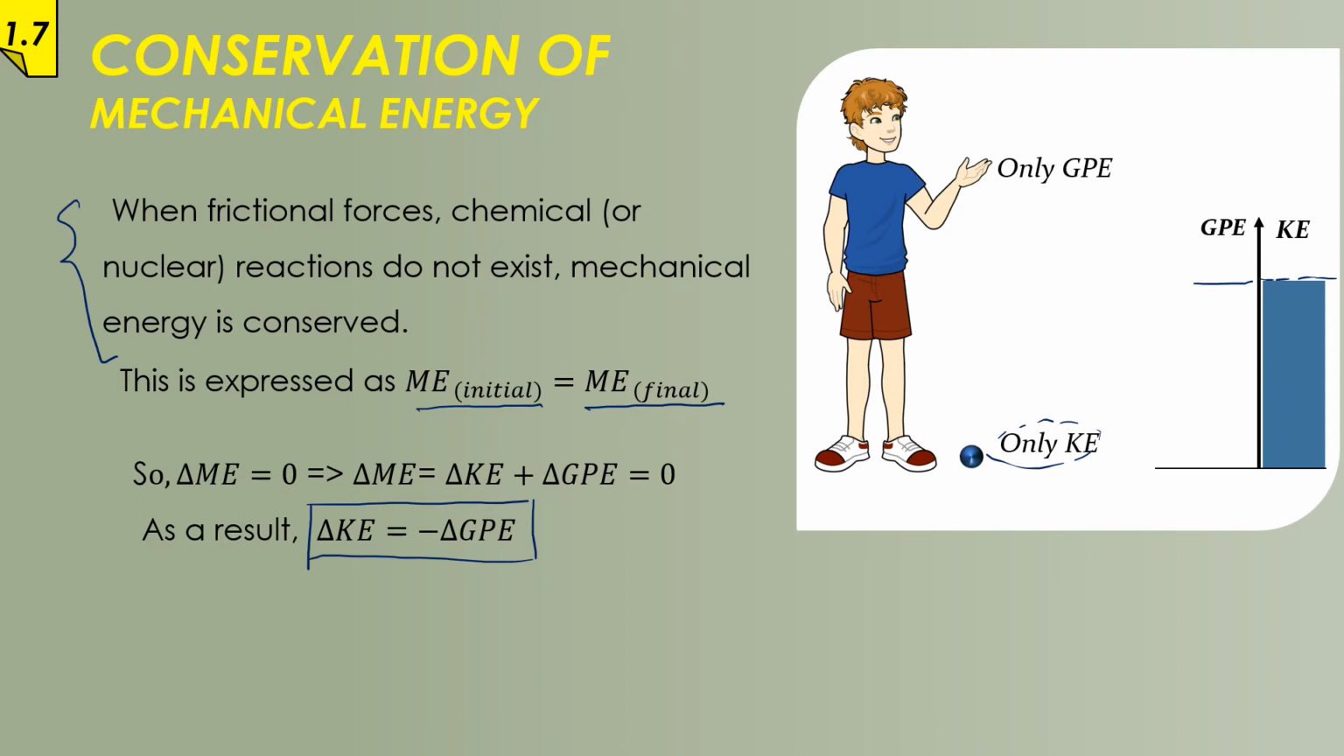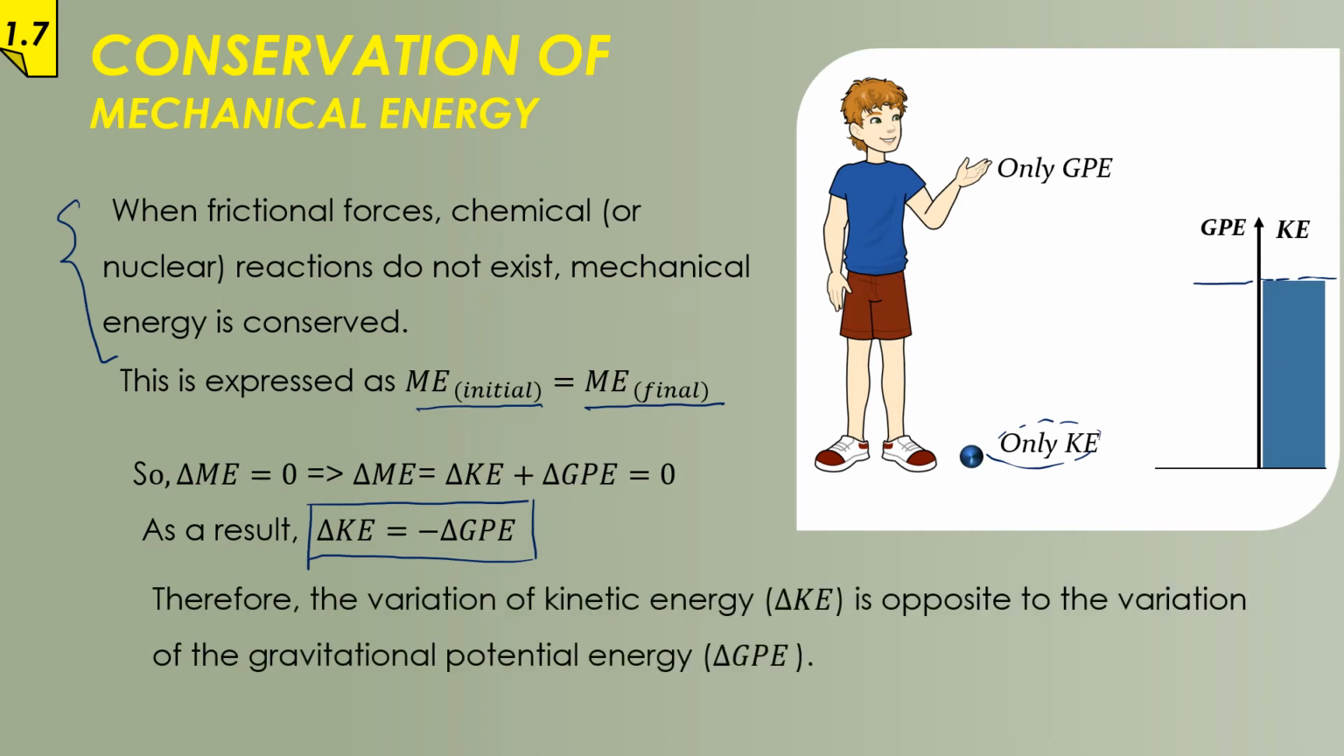Delta K equals minus delta GPE, meaning in any system when mechanical energy is conserved, meaning no frictional forces or chemical reactions involved, the variation of kinetic energy is opposite to the variation of gravitational potential energy. If one increases, the other should decrease, and vice versa. And this is stated over here. The variation of kinetic energy is opposite to the variation of gravitational potential energy. Concept 1 is done. Let's move to the second one.